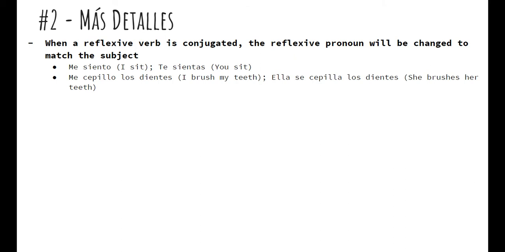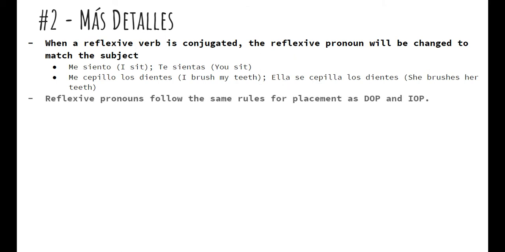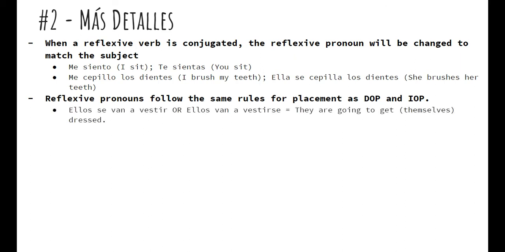And one thing you'll notice here, the se can be a little bit ambiguous, although the subject will clarify it up. So you don't have to do any like prepositional pronouns or anything like that. Now, reflexive pronouns follow the same rules for placement as direct object pronouns and indirect object pronouns. So, for example, with the verb vestirse, in an infinitive construction sentence, you could have ellos se van a vestir, or ellos van a vestirse. They are going to get dressed.